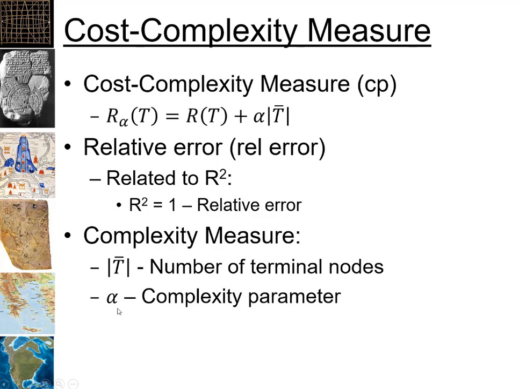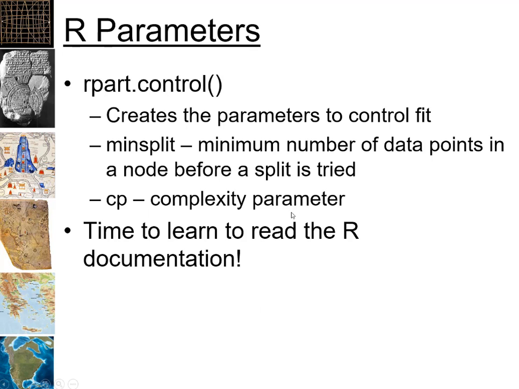This is one of the things that you can change. If you increase this value, that will simplify your tree because it's going to punish more for having lots of nodes. Okay? And otherwise, if you bring this value down, it's going to have less impact and you'll end up with higher complexity. Okay? And we'll show you that.